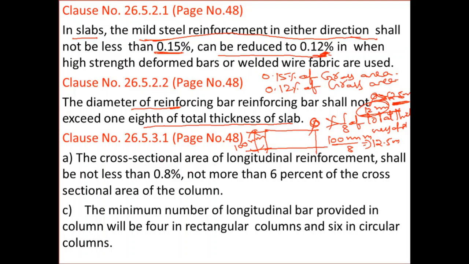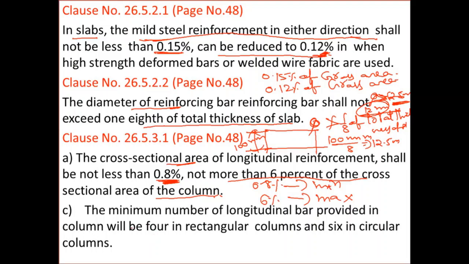And the next provision is related to the column. Now if you take the column, the cross sectional area of longitudinal reinforcement shall not be less than 0.8%. So the minimum longitudinal reinforcement you have to provide is 0.8% of the cross sectional area, and it should not be more than 6% of the gross cross sectional area of the column.